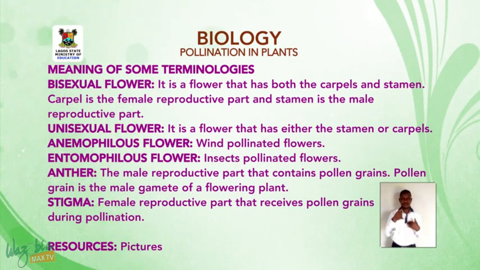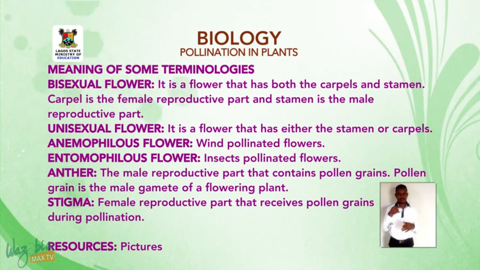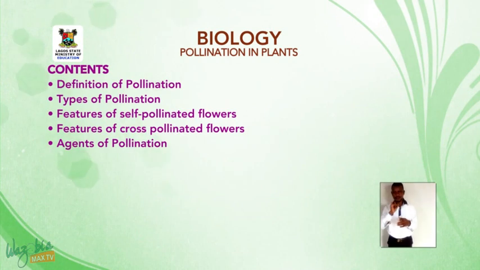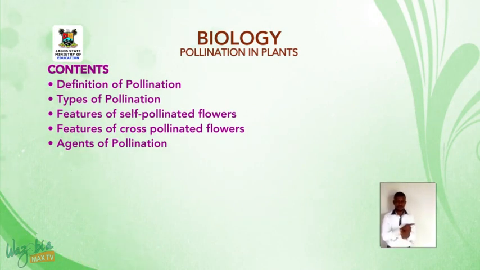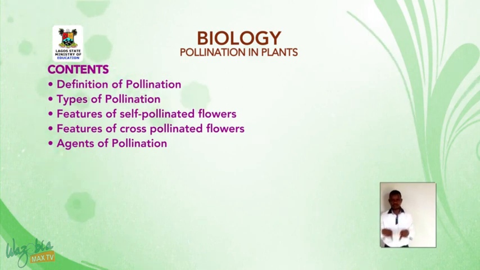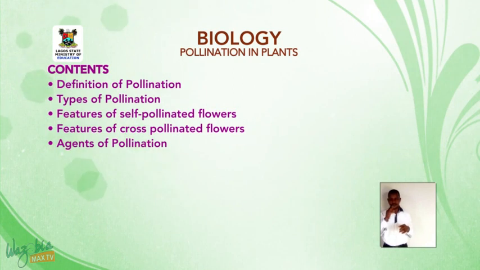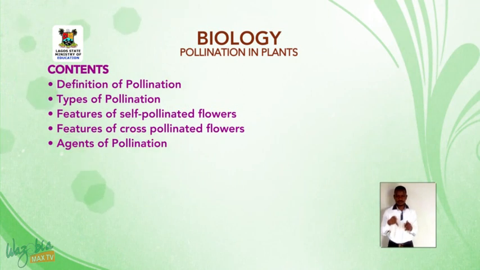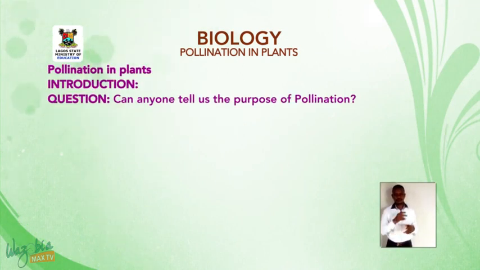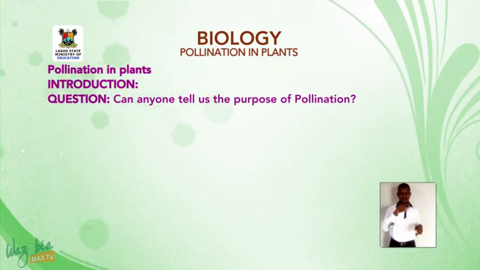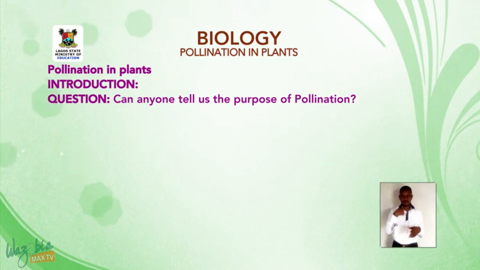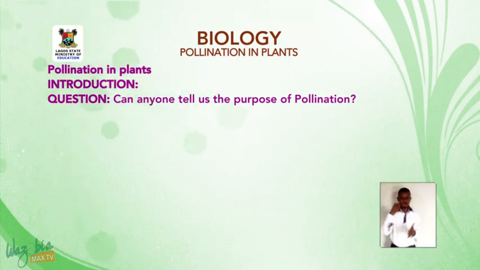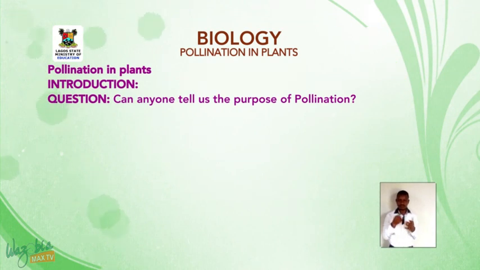Resources. I have pictures for this discussion that we shall be sharing later. Content of this lesson. During this lesson, we shall be looking at definition of pollination, types of pollination, features of self-pollinated flower, features of cross-pollinated flower, and agents of pollination. Our topic again, pollination in plants. Can anyone tell us the purpose of pollination? I'm listening. Good. By the end of this lesson, you'll be able to buttress the discussion more.